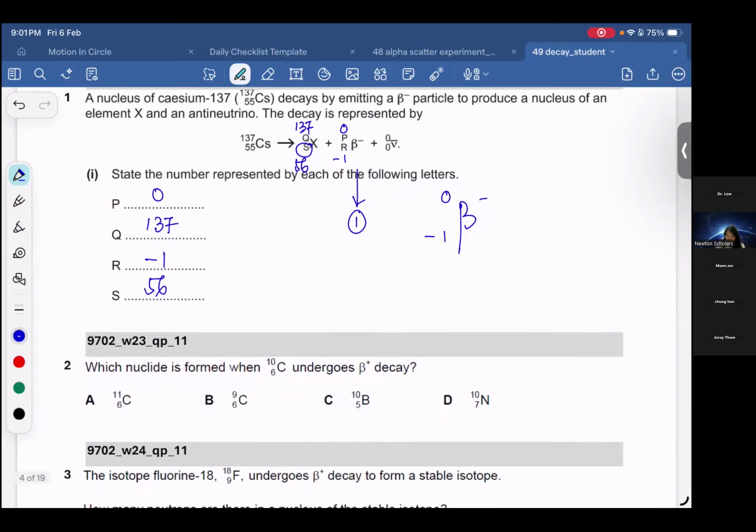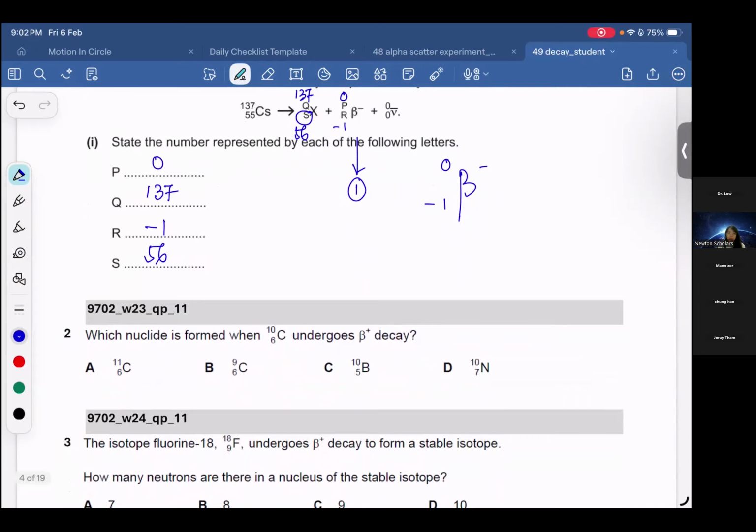Boys and girls, question number 2. Can you try before I tell you the answer? Which nuclide is formed when C-10 undergoes beta plus decay? Sean, no. Sean, try again.